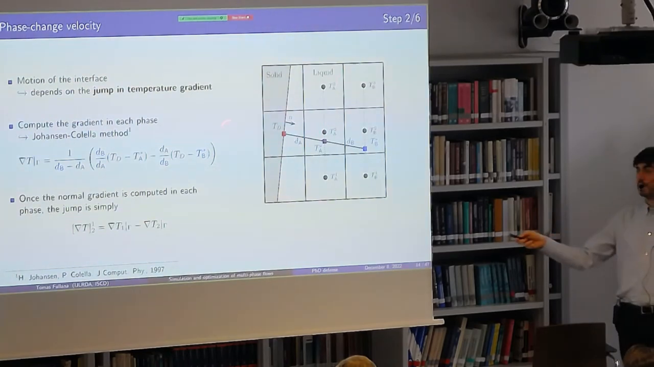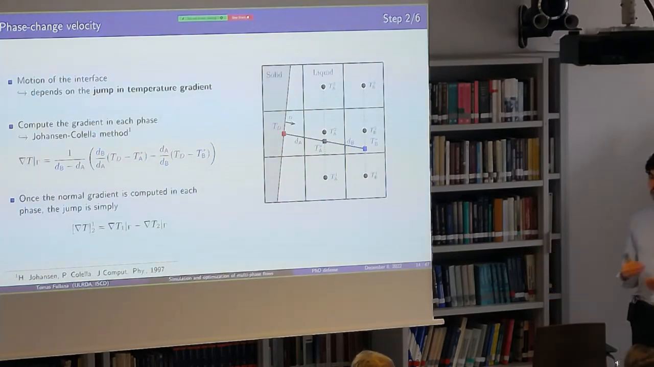and we compute the intersection points with either the vertical or horizontal segments, depending on the orientation. We interpolate these values Ta and Tb, and then we plug this in this formula to obtain the gradient on one side. If we repeat the same thing on the other side, so for example, here it was on the liquid side, but we do it on the solid side, we can now compute the jump by simply taking the difference of both.